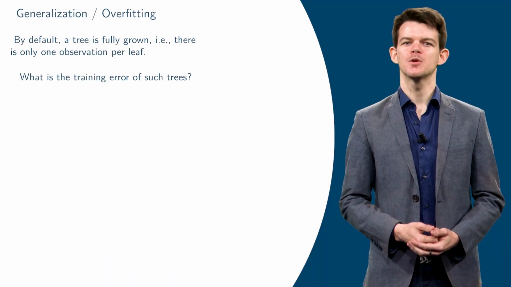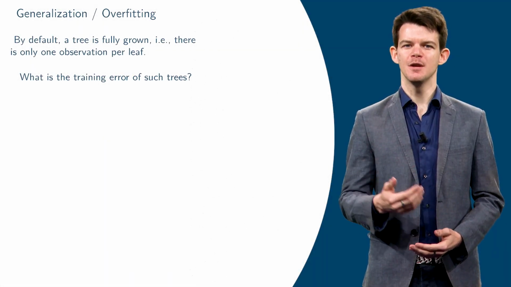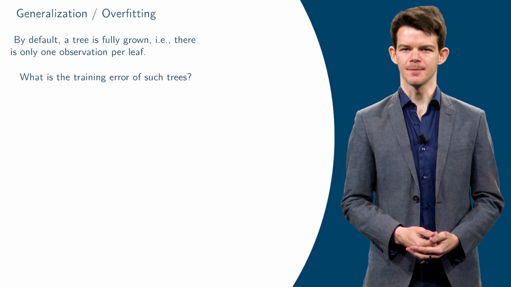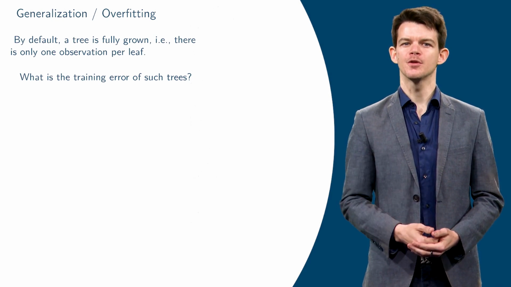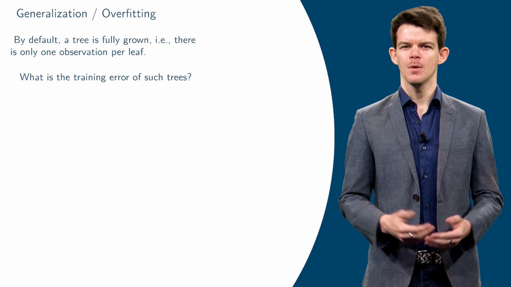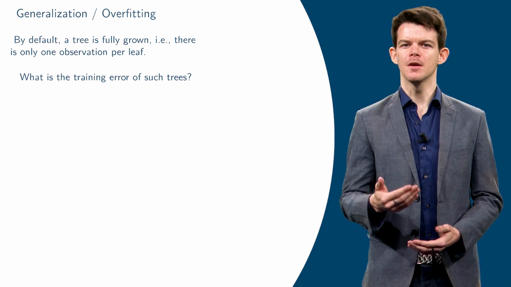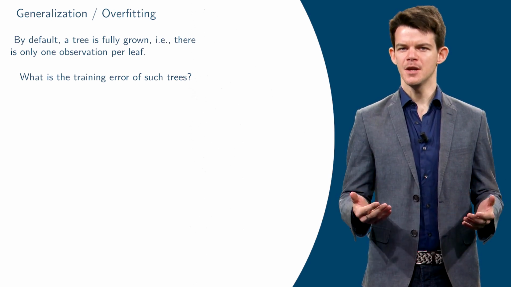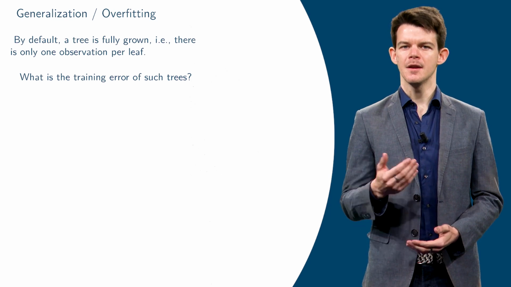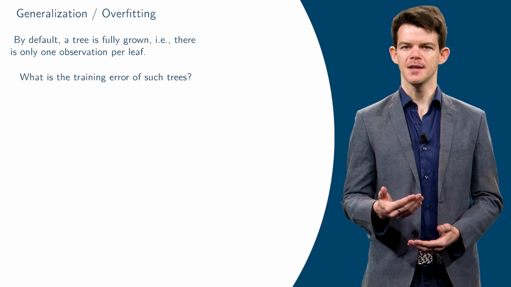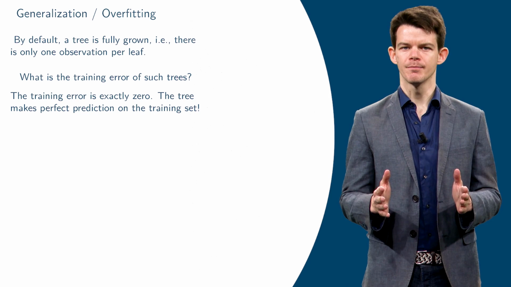By default, a tree is fully grown, i.e. each leaf contains only one observation. What is the training error for such trees? Whether we are in regression with a quadratic loss, for example, or in classification with a 0-1 loss, the error of such a tree on the training set is 0.